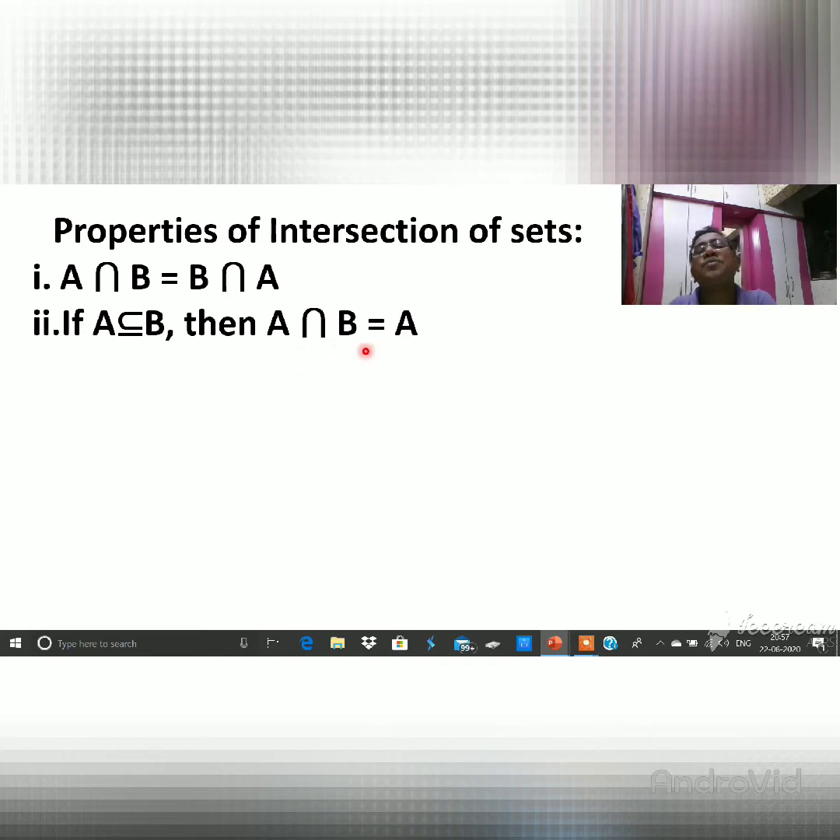A intersection B is equal to A. Why is it A? Because A is a subset of B. So the common element is A only. So here it is A. Then there is another property which must be learned.